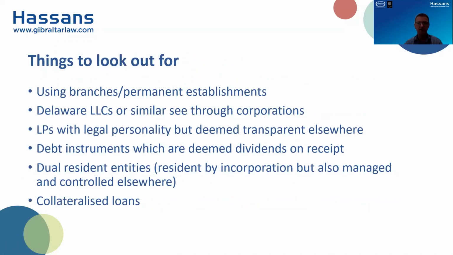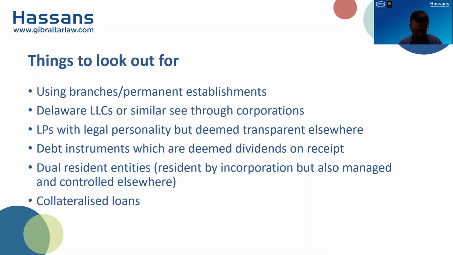trigger this as well. So in order to boil down those quite complex ideas into some examples, if I was preparing tax returns for a company and I was worried about hybrid mismatches, I would be looking out for branches, permanent establishments, things like Delaware LLCs or similar see-through corporations, limited partnerships, which have legal personality and are deemed transparent in some jurisdictions and not in others.